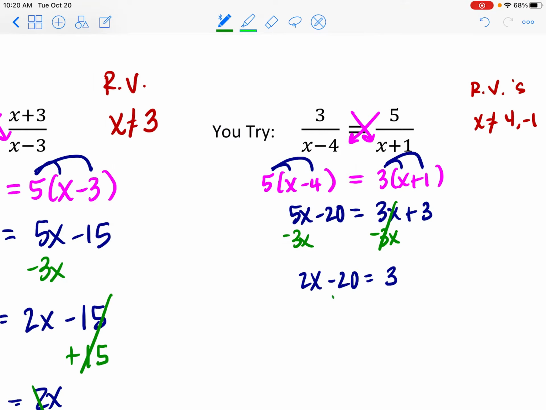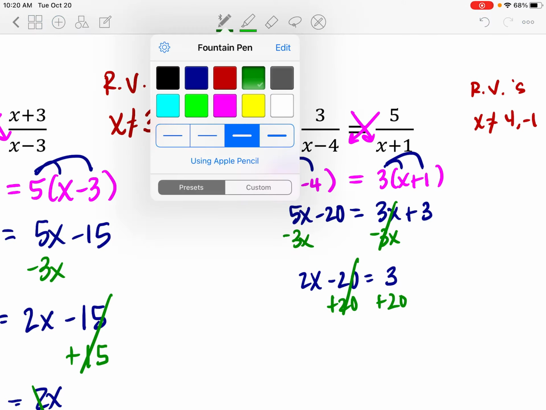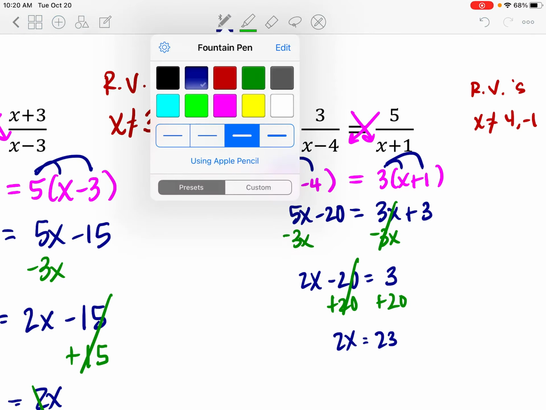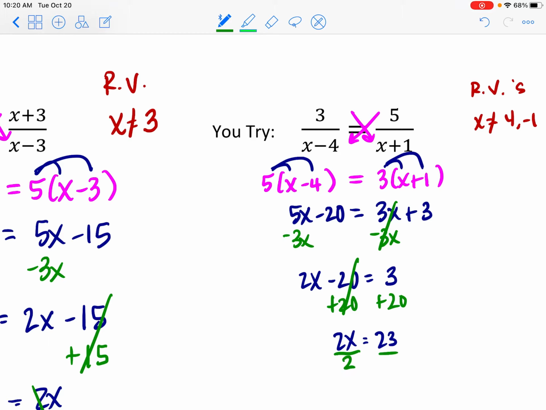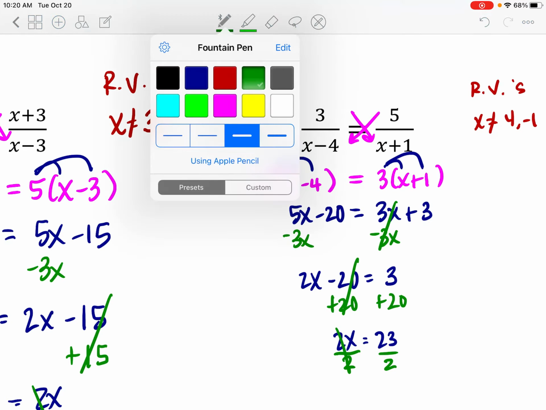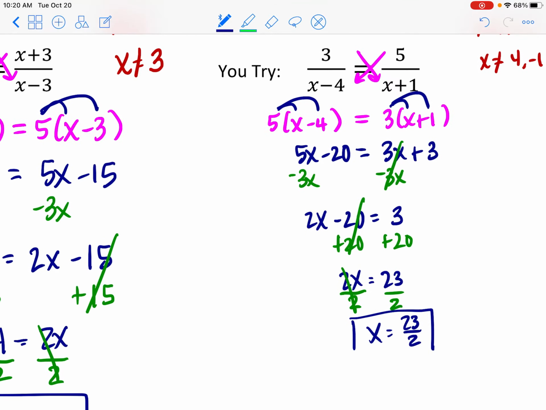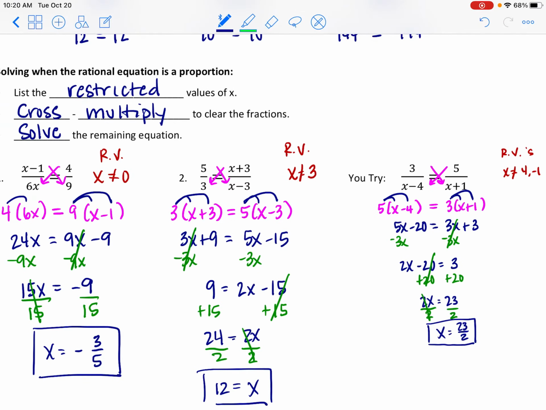I'm going to now get x by itself. So if I add 20, then I have 2x equal to 23. And then one last step. Let's divide both sides by 2. That doesn't divide or reduce, so we're going to have a fraction of 23/2 as our solution, our one valid solution, because that solution is not restricted.